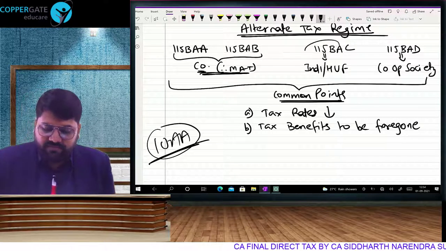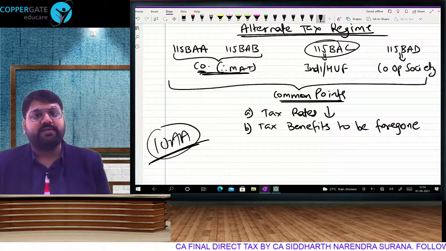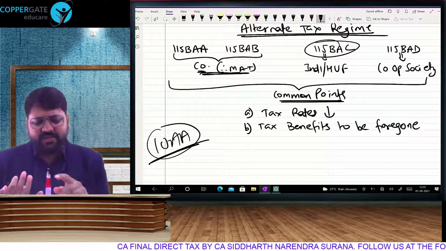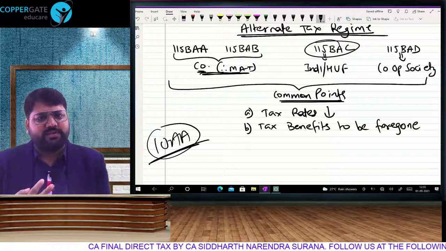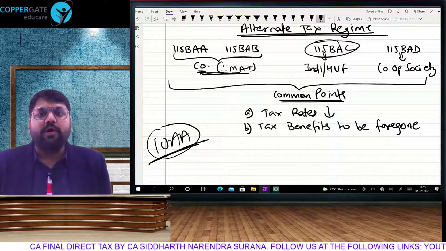In 115BAC, there are 20 tax benefits totally in income tax. All the individuals who are taking some salary benefits like leave travel concession, house rent allowance, all those tax benefits that you have taken, you have to forego all that.